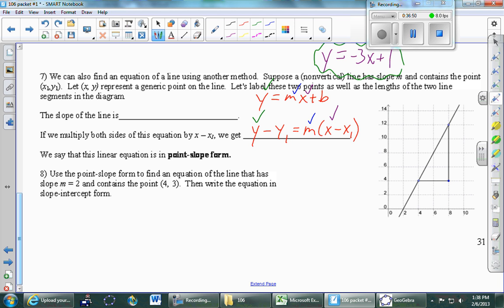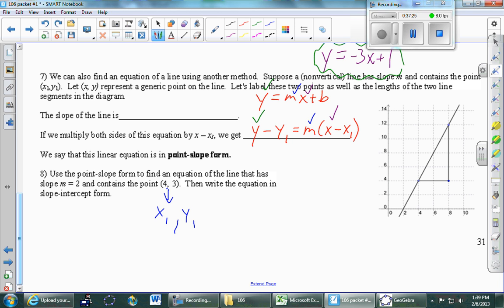So the only difference between these equations, the first equation has what letter? Has a b. We don't have that in the other equation. The other equation has a y1 and an x1. So what does that represent? Well, it just represents the coordinates of the point that you're given. X1 in this problem down here is 4. I'll put a comma there to separate. The y1 is 3. The x1 and the y1 are just the x and y coordinates of the point that you're given.